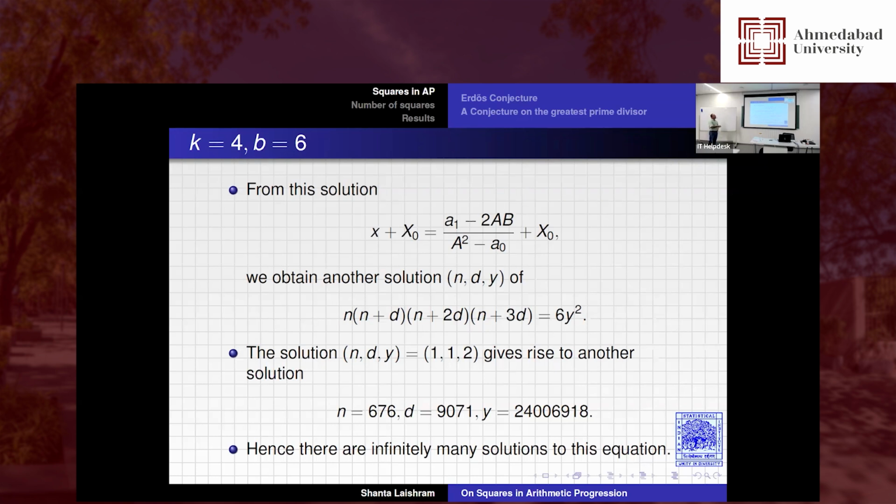I start with n equal to d equal to 1, y equal to 2. You get a new solution, 6769071 y. That's another next solution, which is actually quite big. So now I can start with this. I'll get another solution, and we can show easily that this n and d keep on increasing, so that this doesn't stop. So this tells you that this equation has infinitely many solutions.